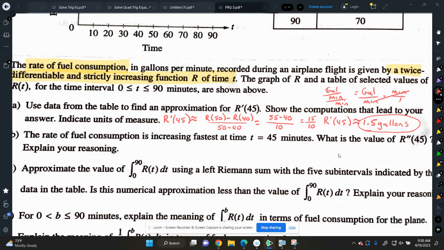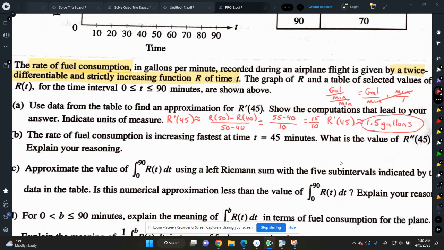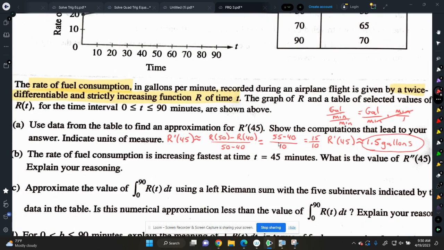The rate of fuel consumption is increasing fastest at t equals 45 minutes. Remember, R is referring to the rate of fuel consumption. So R of t is increasing fastest. What is the value of R double prime of 45? Explain your reasoning. Would it be 0? Because if that's where it's increasing fastest, that's the maximum. Is it because R prime of 45 is a constant? Because if you take the double derivative, then it would be 0.